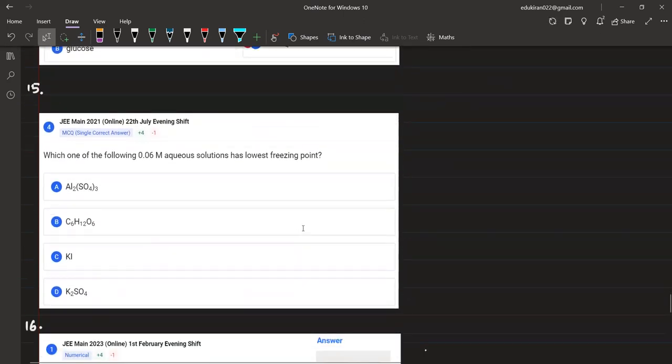What about this one? Which of the following 0.6 molar aqueous solution has lowest freezing point?